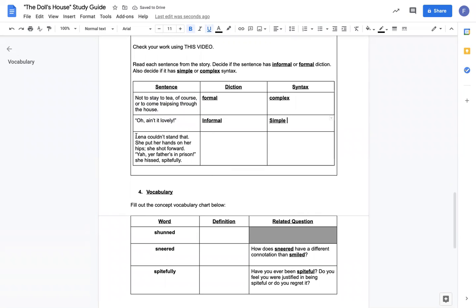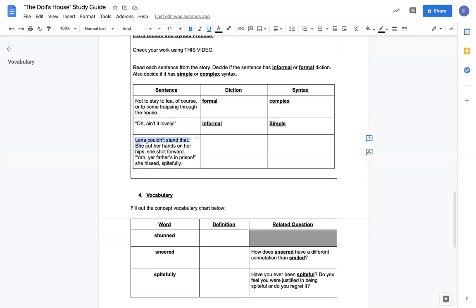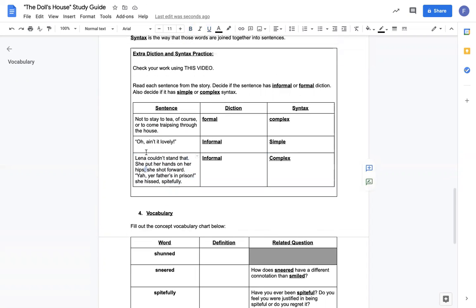And finally, we have this last sentence. Lena couldn't stand that. She put her hands on her hips. She shot forward. Yeah, your father's in prison, she hissed spitefully. Now, because of the dialogue in here, this is a more informal sentence. It's got informal diction, but it does have complex syntax. And the main reason is because you have a lot of different pieces here, and you have the author using a semicolon, so that makes it a little bit more complicated.